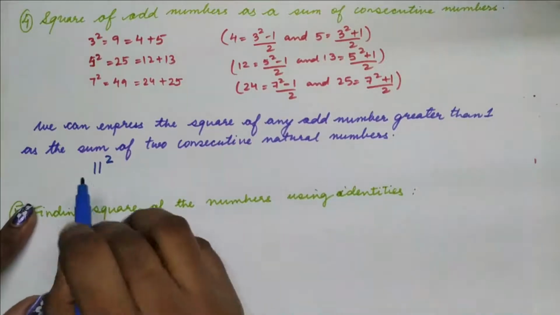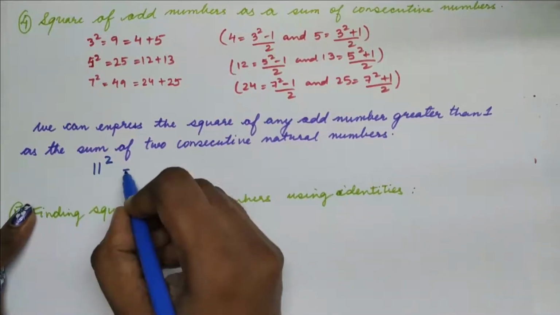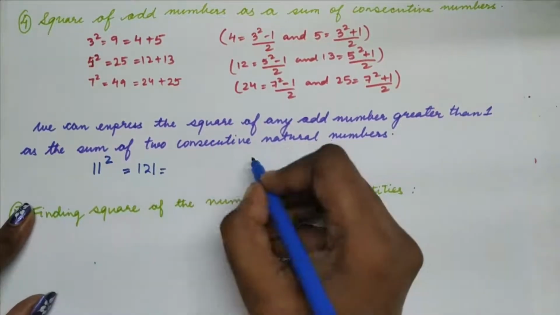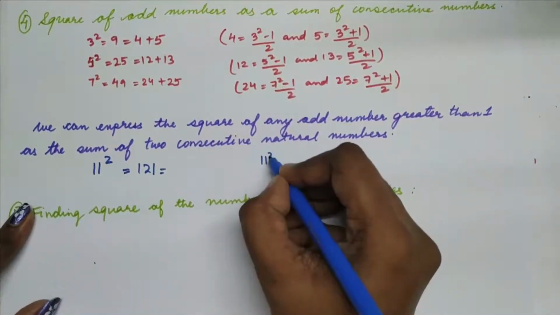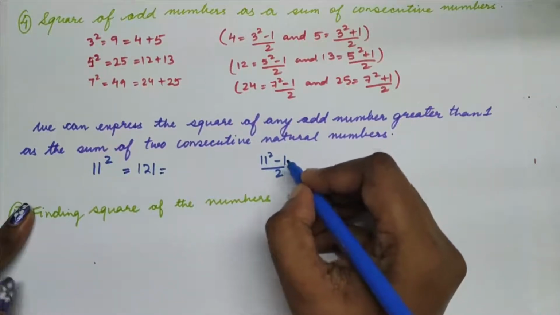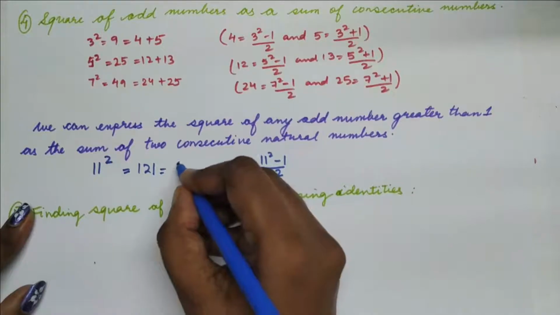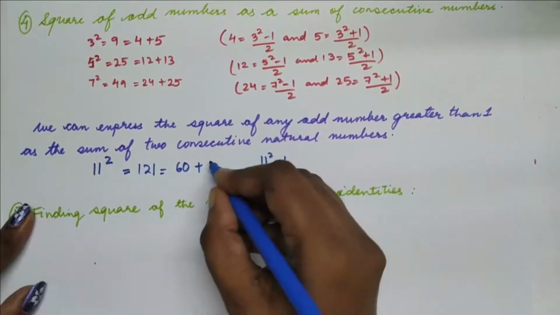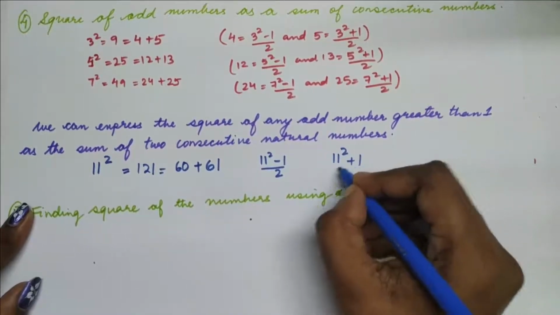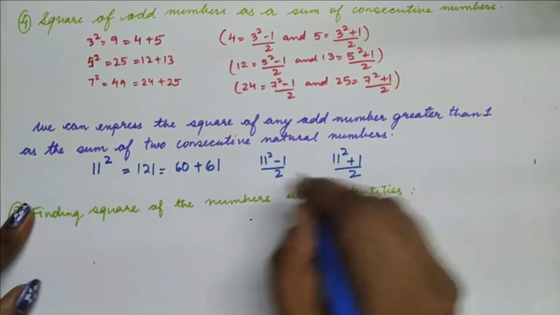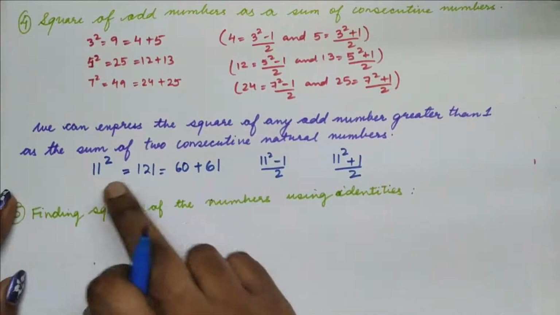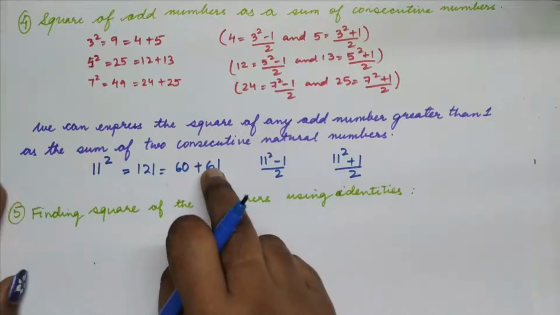So if I take 11 square, then you know it is 121. So how can I break it? You can try this, that is 11 square minus 1 by 2, that is 121 minus 1, that is 120 by 2, is 60. So obviously the other one will be 61, because if we get 11 square plus 1 by 2, then I'll get 122 by 2, that is 61. So the square of the odd number is equal to the sum of two consecutive numbers.